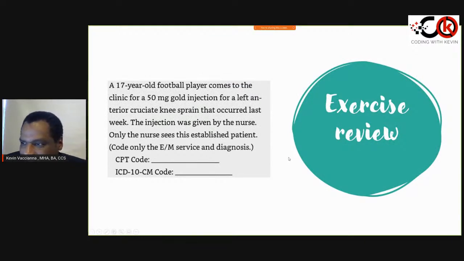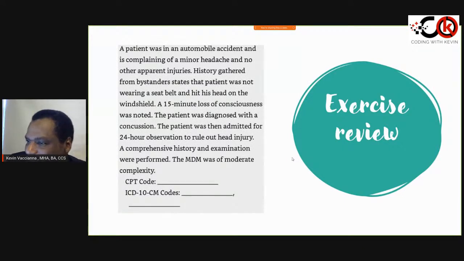Last one. A 17-year-old football player comes to the clinic for a 50 milligram gold injection for a left anterior cruciate ligament knee sprain that occurred last week. The injection was given by the nurse. Only the nurse sees the established patient. Code only the E&M service and the diagnosis code. 99211. You got it. Very good. You're right on top of it tonight, Jennifer. We're just doing the E&M tonight anyway.